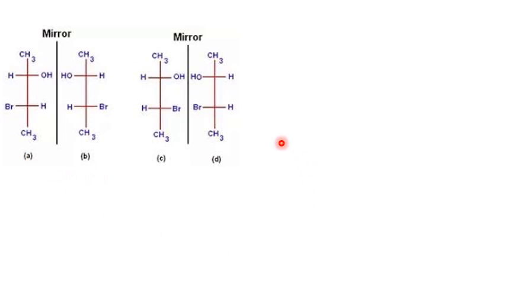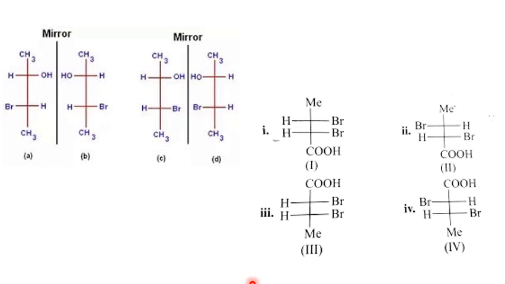Similarly, A and D are diastereomers because they are not mirror images to each other. B and C are diastereomers. They are not enantiomers. B and D are diastereomers. So I hope you got what I mean by diastereomers.